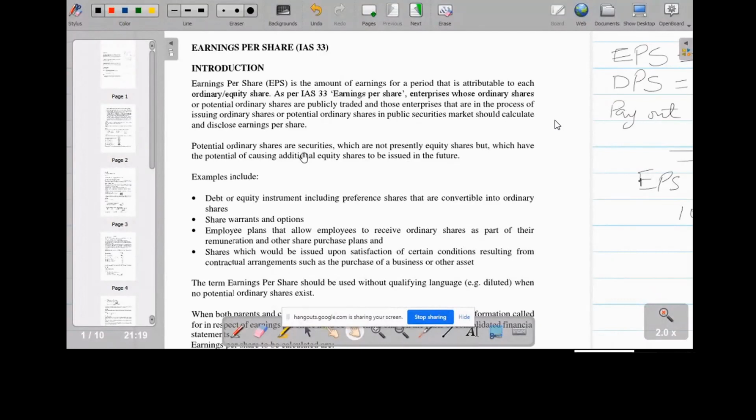A price is reserved, then in future, if the price goes down, you can now be able to buy at that particular price. So there is a potential ordinary share. So that will make the ordinary shares to be able to increase.